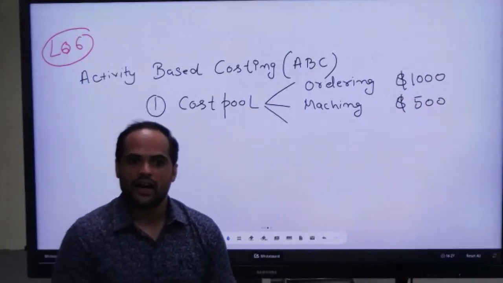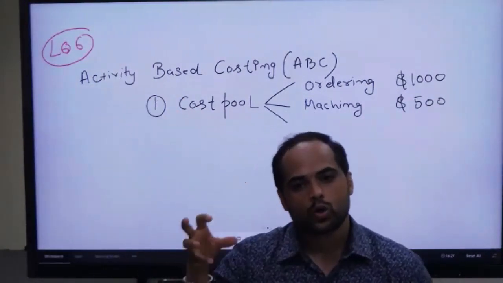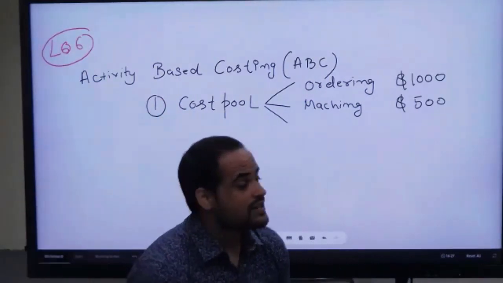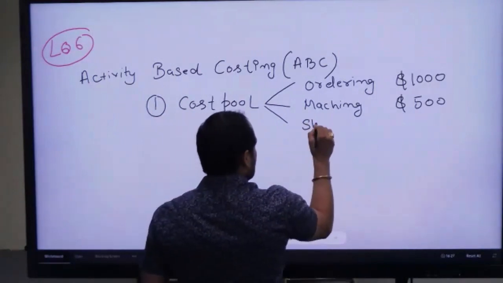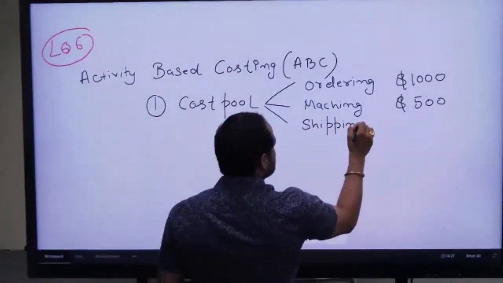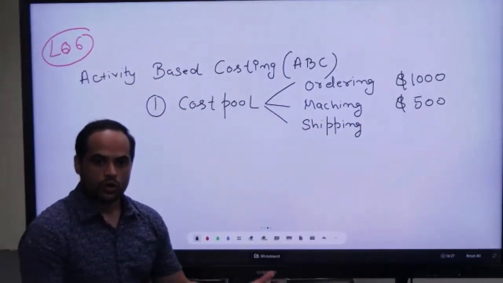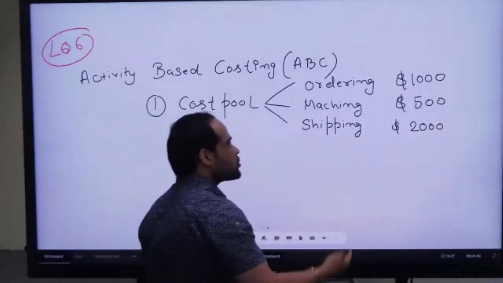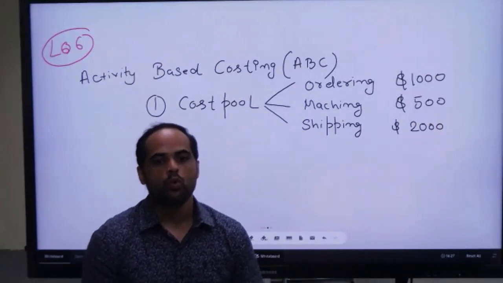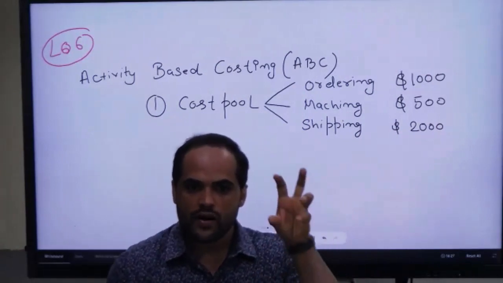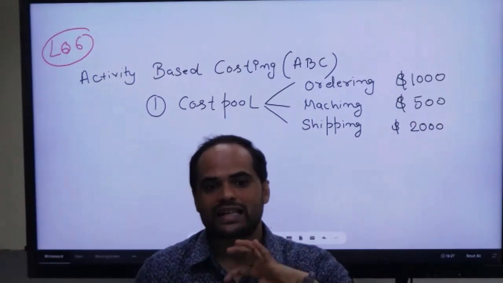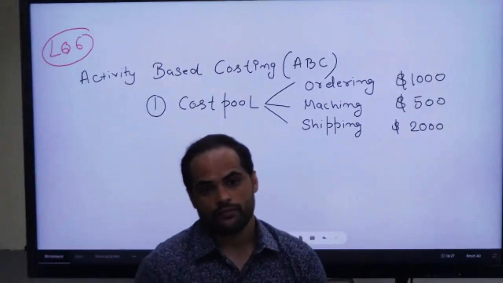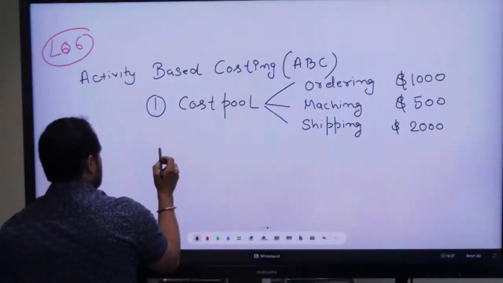So we have to find out the different categories of cost. Categories could be ordering, categories could be machining, categories could be shipping or shipments, right? So cost of shipping, let's say 2,000, right? So these are examples of cost pools. The cost of a particular activity or category, the total cost of a particular activity or particular category, right?